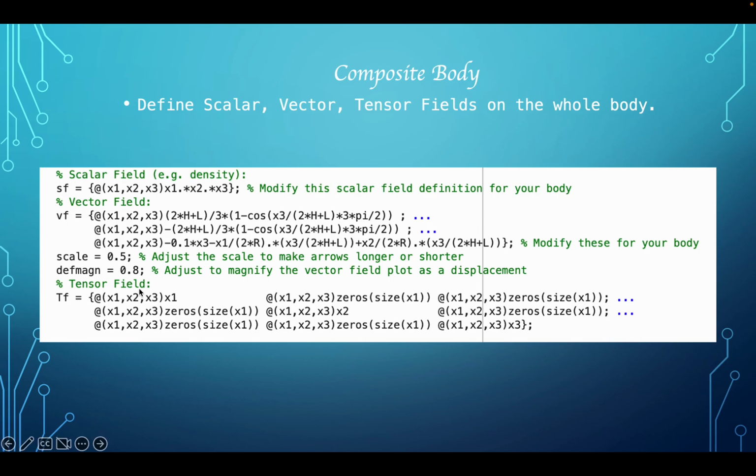So this is the code of my lab that I use to define scalar, vector, and tensor fields on my whole body. This right here is the scalar field, the vector field, and the tensor field.